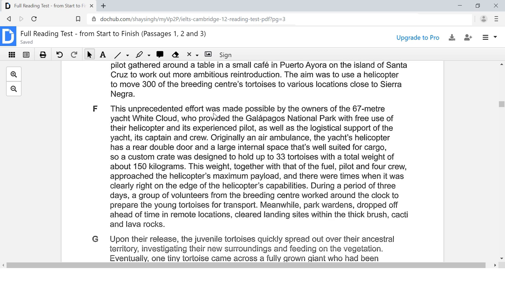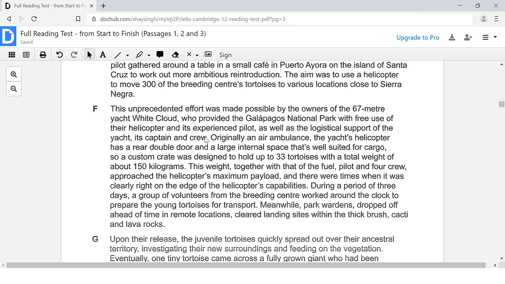This unprecedented effort was made possible by the owners of the 67-meter yacht White Cloud, who provided the Galapagos National Park with free use of their helicopter and its experienced pilot, as well as the logistical support of the yacht, its captain, and crew. Originally an air ambulance, the yacht's helicopter has a rear double door and a large internal space that's well suited for cargo. So a custom crate was designed to hold up to 33 tortoises with a total weight of about 150 kilograms.